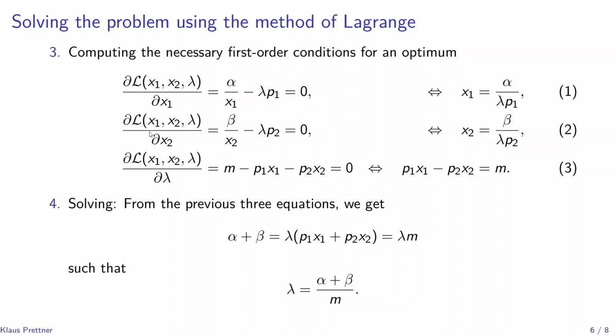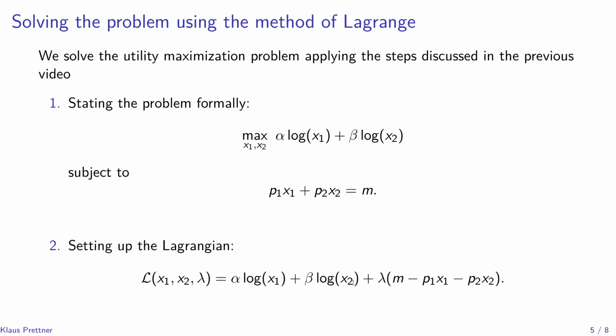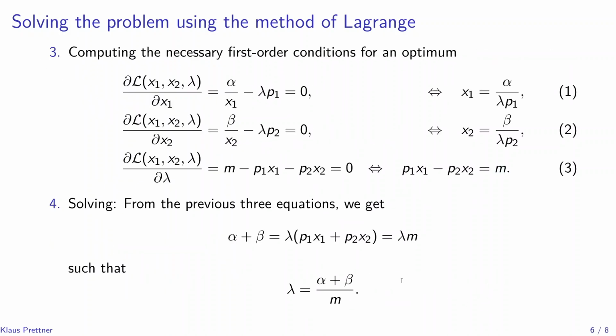Then we do the same with the derivative of the Lagrangian with respect to x2, so that looks very similar. We have here beta over x2 minus lambda p2 equal to 0. We can isolate x2, which is beta over lambda times p2. And the derivative of the Lagrangian with respect to the Lagrange multiplier is again the constraint that we get from this.